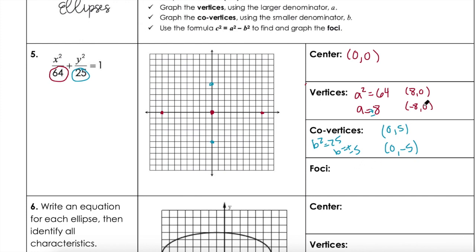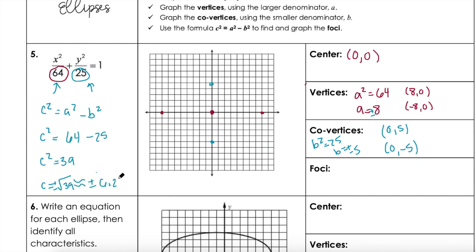The last thing that we need to do is find our foci. So to do that, we're going to use c squared equals a squared minus b squared. C squared is what we're trying to find. A squared is our bigger value here, so 64. B squared is the smaller one, so minus 25. When we subtract those, we get c squared equal to 39. So c equals plus or minus the square root of 39, which is approximately plus or minus 6.24.